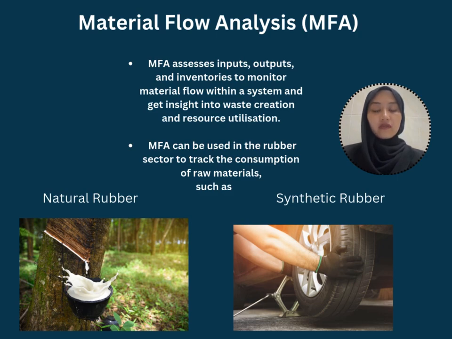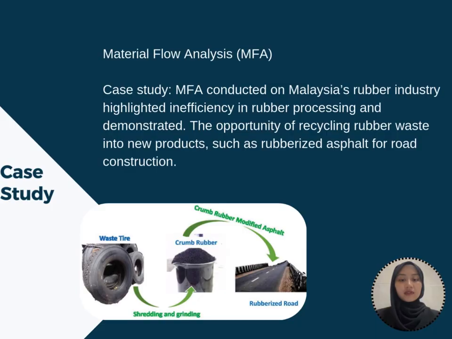Material flow analysis (MFA). MFA assesses inputs, outputs, and inventories to monitor material flow within a system and get insight into waste creation and resource utilization. MFA can be used in the rubber sector to track the consumption of raw materials such as natural rubber and synthetic rubber. Let's look at the case study for MFA. An MFA conducted on the Malaysian rubber industry highlighted inefficiency in rubber processing and demonstrated the opportunity of recycling rubber waste into new products such as rubberized asphalt for road construction.